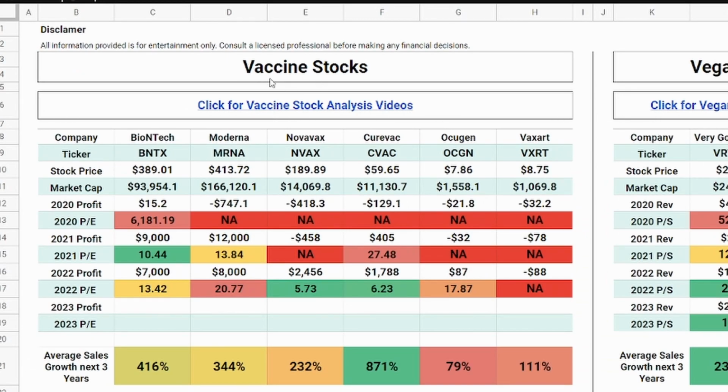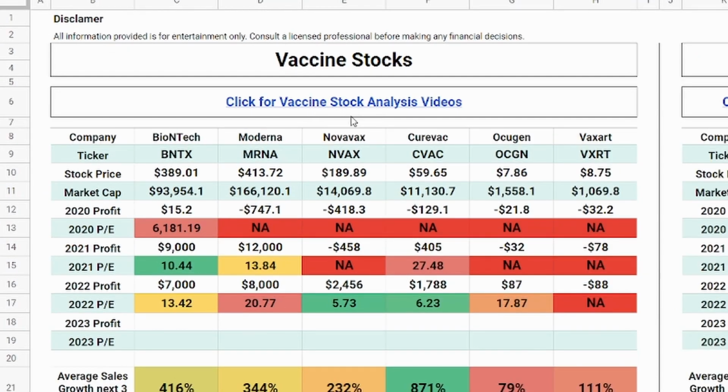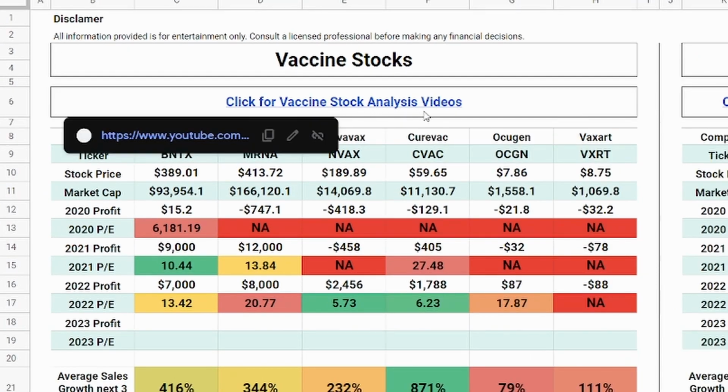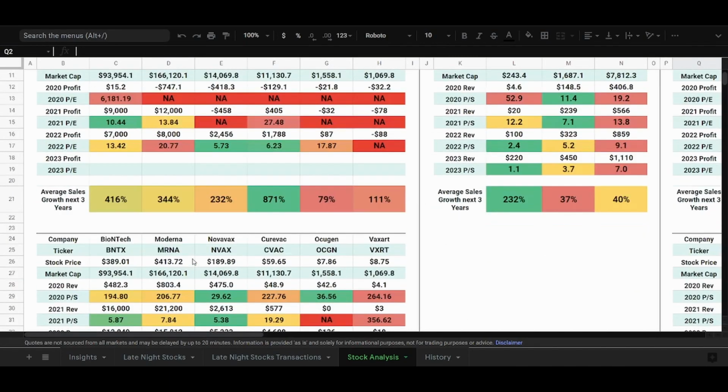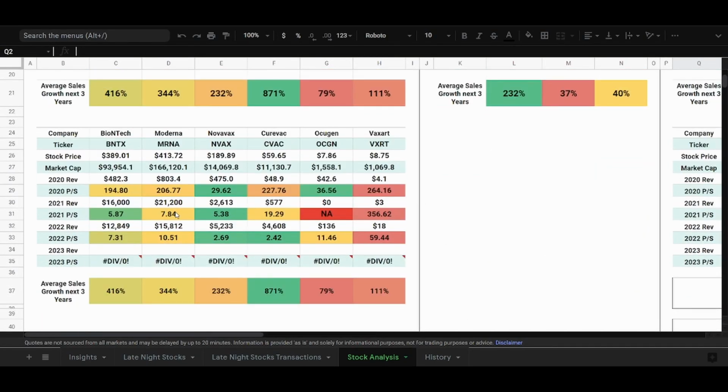For example, looking at our vaccine stocks, BioNTech, Moderna and Novavax are top 3 with their efficacies. You can click also here to reach update videos from our channel. In addition to PE ratios, here below you can see the price to sales ratios of the companies so that you can have more insights.